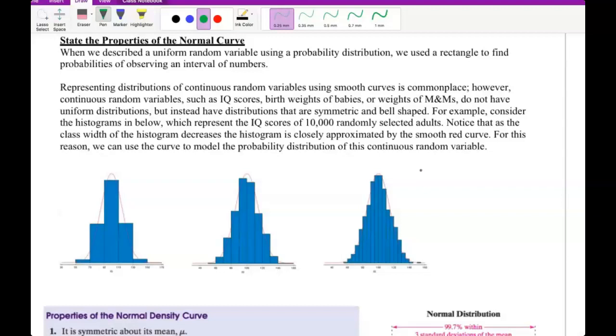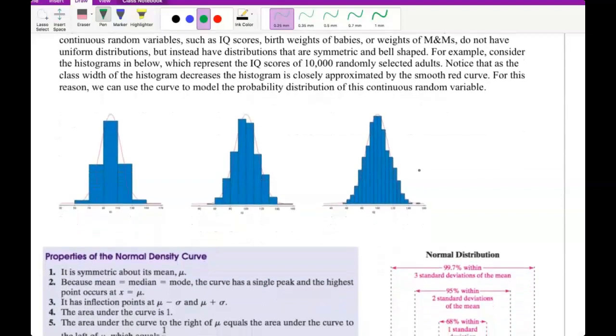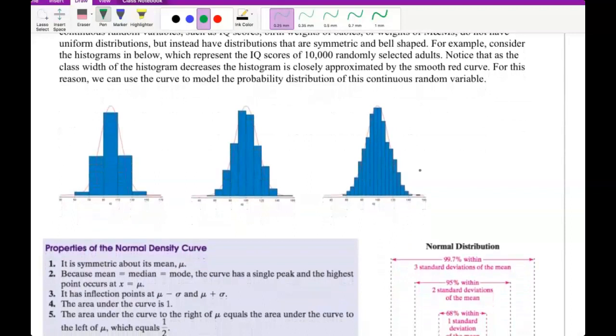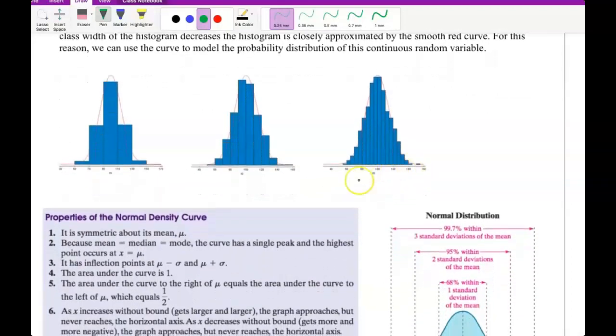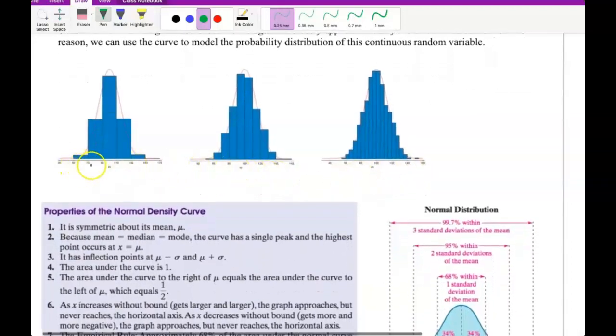Okay, now here we have the normal curve. What we need to know on this part is that here we have class width. It's not clear to see, but here we have different numbers. The point is that when class width decreases, these histograms get closer and closer to this red curve. Okay, so I'm writing that.